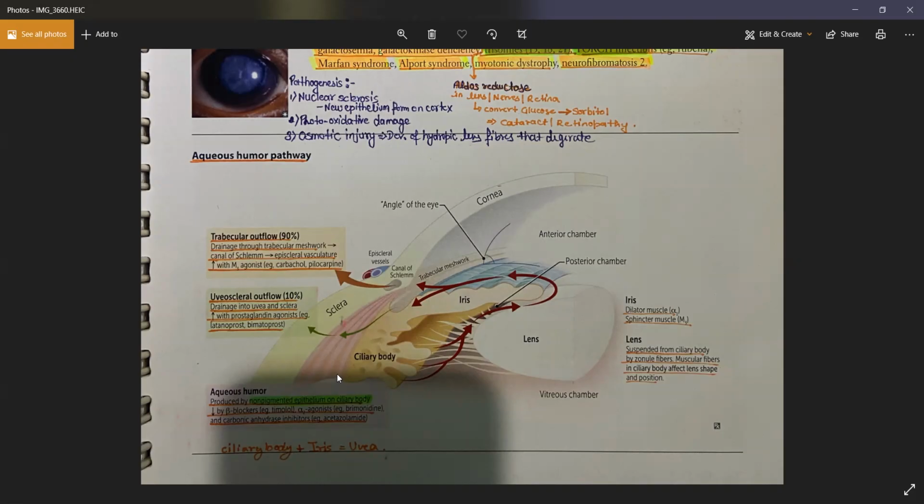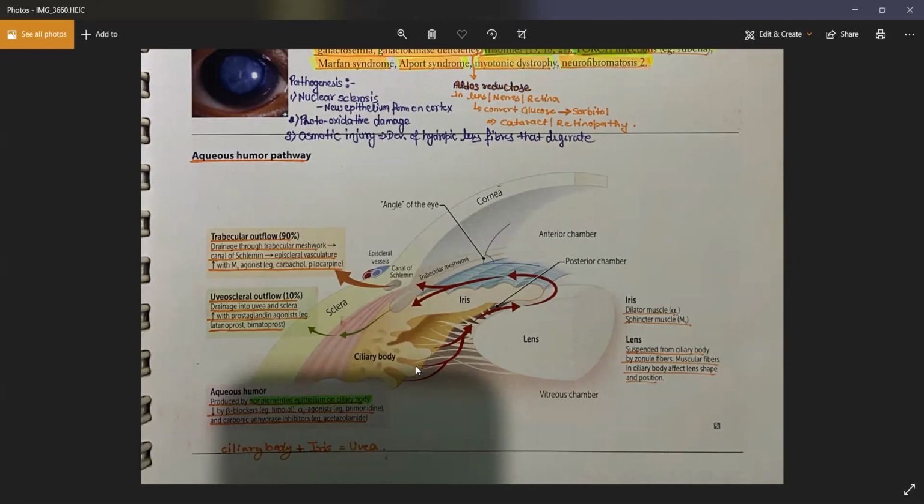Okay. So I told you that you have the ciliary muscles, and in the center you have the ciliary bodies. These ciliary bodies will form the aqueous humor. Does anyone know how the aqueous humor is formed by the ciliary bodies? Filtration, hyperfiltration. By the hyperfiltration of the blood, right?